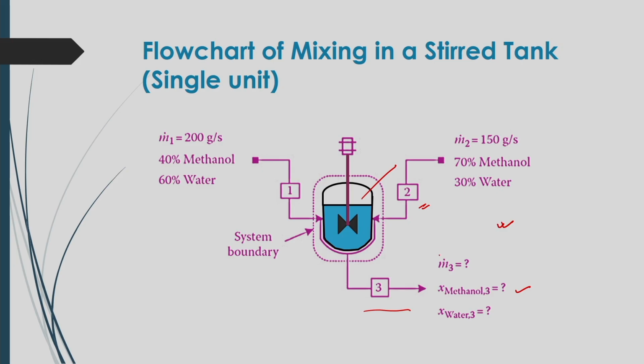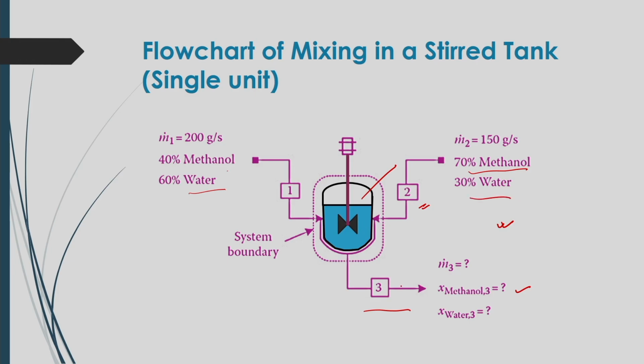So, here this is one process unit, called a stirred tank, and it is used for mixing purposes. Two streams are coming into this stirred tank, and after that they will be mixed, giving a mixed product with a certain composition. Now, in the inlet you will see the composition of methanol and water is 40%, 60%, whereas the other stream is coming into the stirred tank with a composition of 70% and 30%.